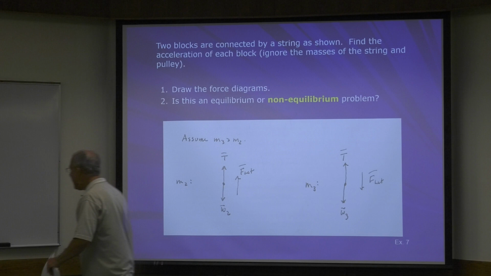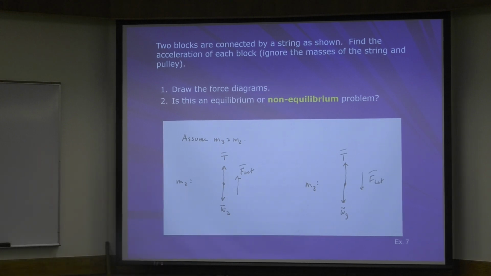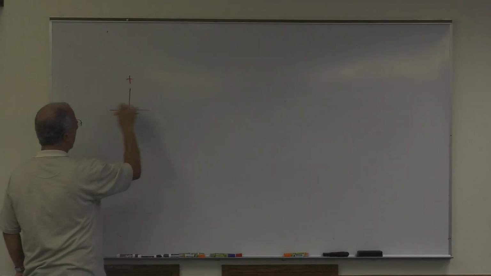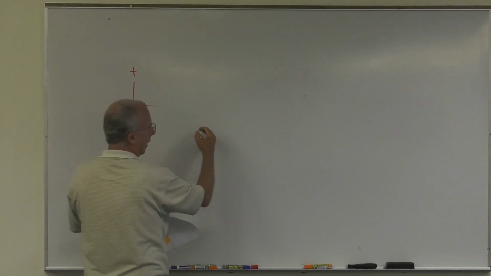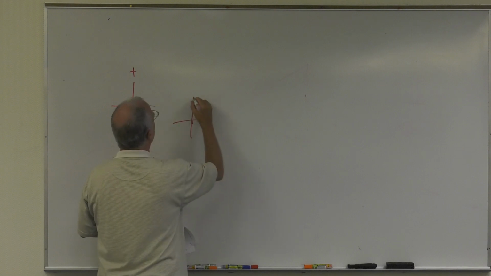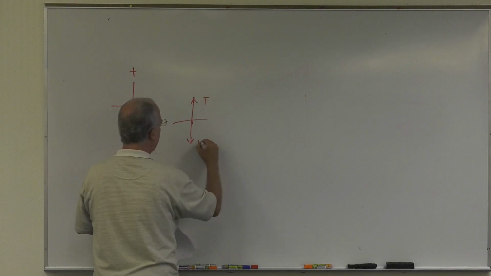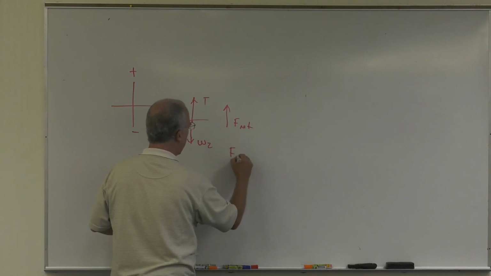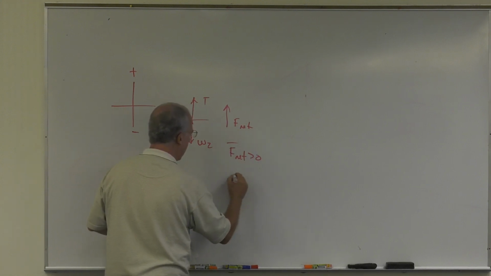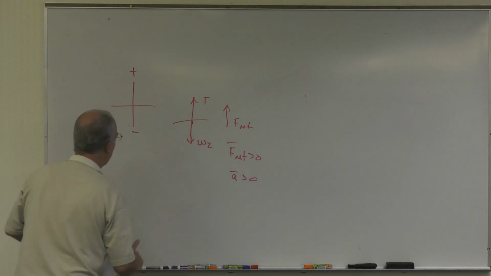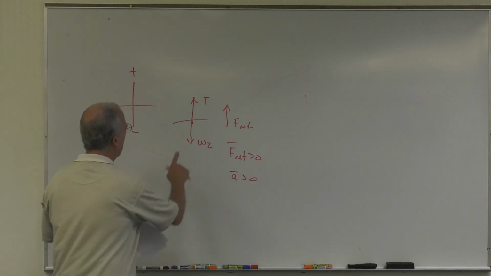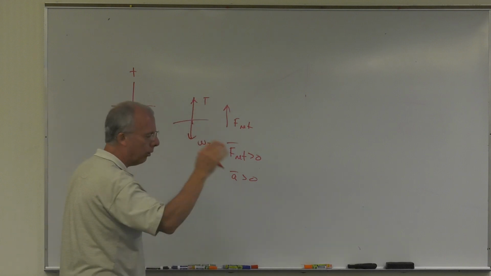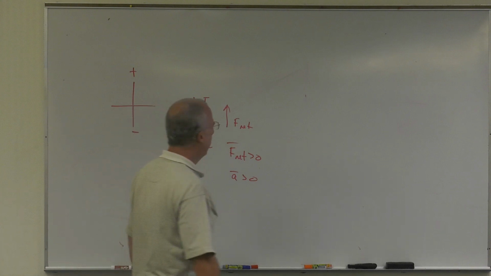So again, if it were me, I would do this for M2. I would say Randy Knight all the way. I don't care about this, right? And I would say, so here's my force diagram. Tension, weight 2, F net, right? So that means F net is positive and a is positive, right? It's going that way. So the picture's really like this, right? That has to be greater than that, but I don't care. It's not worth worrying about when you draw the pictures.